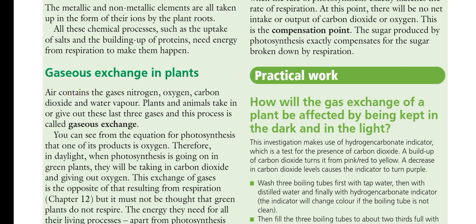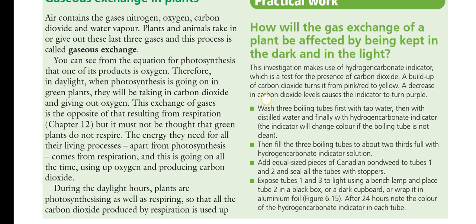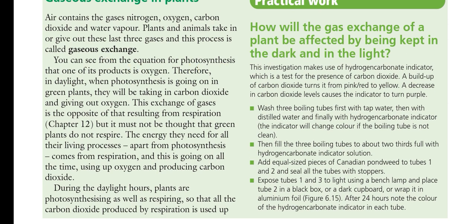Air contains the gases nitrogen, oxygen, carbon dioxide, and water vapors. Plants and animals take in or give out these gases, and this process is called gaseous exchange. You can see from the equation for photosynthesis that one of its products is oxygen. Therefore, in daylight, when photosynthesis is going on in green plants, they will be taking in carbon dioxide and giving out oxygen. This exchange of gases is the opposite of that resulting from respiration.